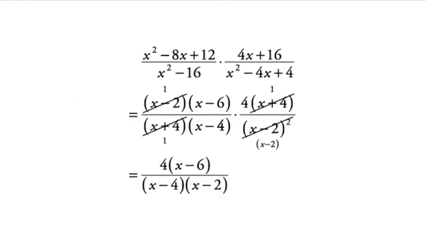X squared minus 8x plus 12 over x squared minus 16 times 4x plus 16 over x squared minus 4x plus 4. First, factor all the numbers, and then you can cross out common factors. Once you cross out common factors, you should have your final answer of 4 times x minus 6 over x minus 4 times x minus 2.